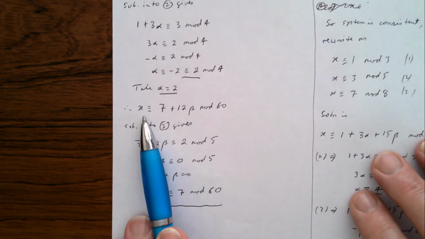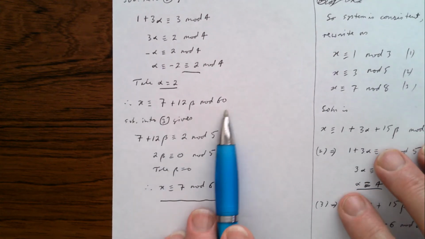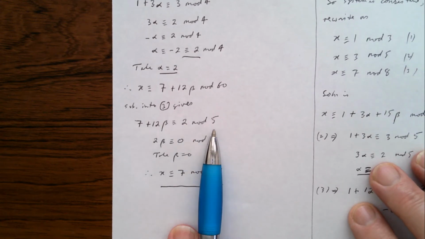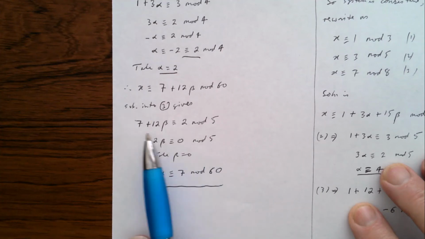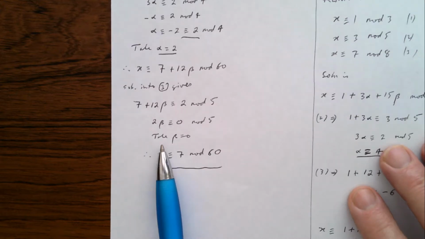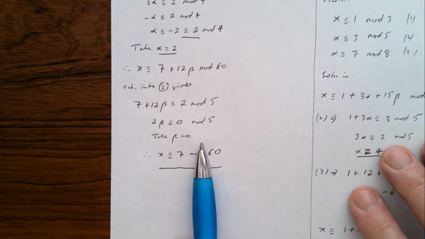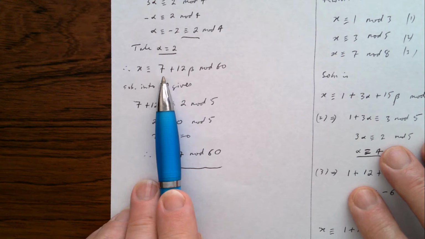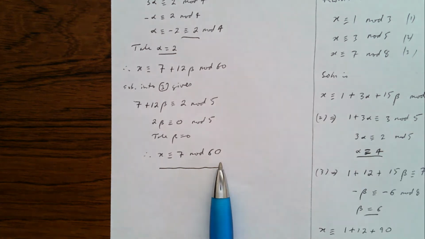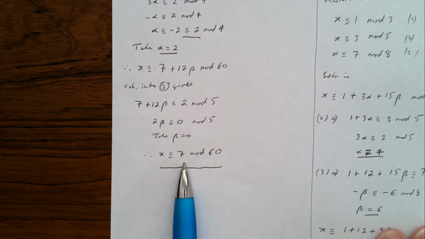So at the moment I've got x is 7 plus 12 beta mod 60. Plug it into equation 3, gives 7 plus 12 beta is 2 mod 5, and 7 minus 2 is 5, which is 0 mod 5, and 12 is 2. So I'm going to take beta to be 0, and plug that back into here, and I just get x is 7 mod 60. And by the way, we can check our solution makes sense. If I read this modulo 3, I get 1. If I read it modulo 4, I get 3. Read it modulo 5, you get 2, and they were the original equations.